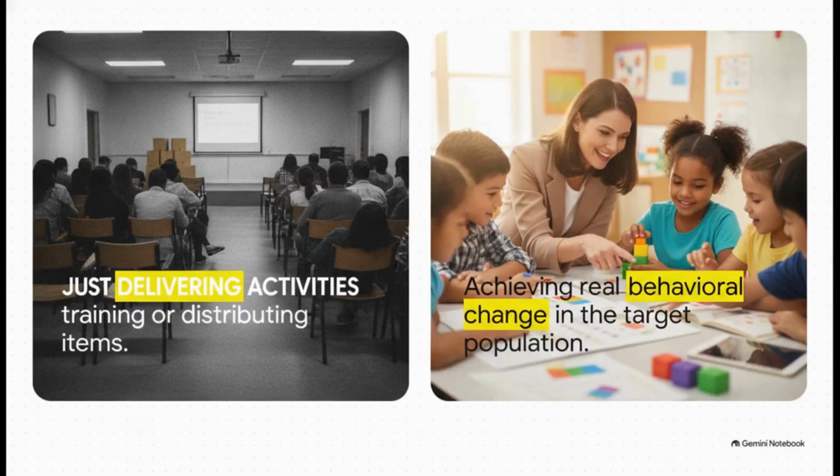Okay, so the absolute most crucial mistake a program can make is confusing the delivery of an activity with actual behavioral change. Think about it. On one hand, we have delivering activities, things like running a teacher training workshop or distributing tablets. That's literally just delivery. On the other hand, we have achieving actual behavioral change. That means teachers are actually applying those new methods in their classrooms. If your program design stops at just delivering stuff, you aren't designing for impact. You're just designing a giant to-do list.